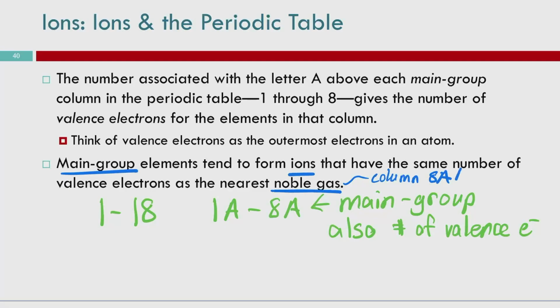Column or group 8A/18. So our very last column or group or family, those are our noble gases. And our main group elements are going to form ions that have the same number of valence electrons as those noble gases. An important note here, some of you have flown on a plane before.